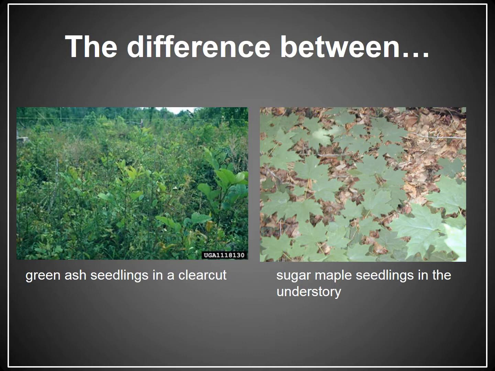In contrast, the sugar maple seedlings on the right are doing what shade-tolerant seedlings do. It's remaining viable in the understory. The seedlings are growing slowly, but they can survive in the understory for an extended period of time. They're just waiting to be released by a small canopy disturbance.